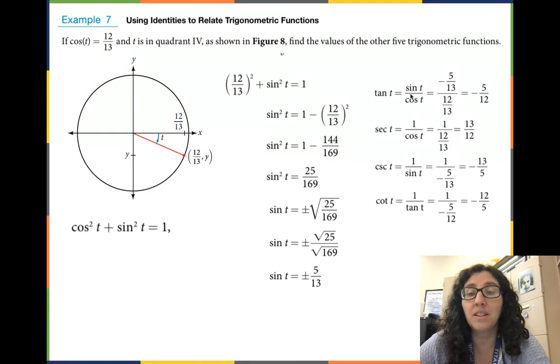So once we know that, tangent is sine over cosine. We get negative 5/12. Secant is 1 over cosine. There we go. Cosecant is 1 over sine. Cotangent is 1 over tangent. Right? So once we know sine and cosine, we can easily find all the others using those ratios, using the fundamental trig identities.